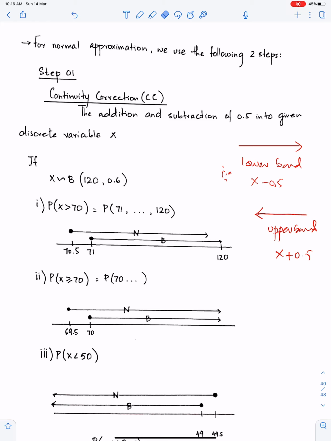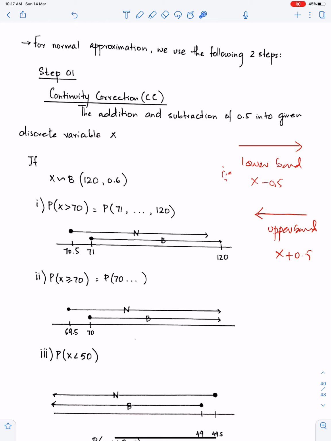Example number 1. This is binomial and we need this probability, x greater than 70. See, the first possible integer of this inequality is 71. You can say the smallest possible integer of this inequality is 71. So whatever the inequality is given, always take the first possible integer on the number line.